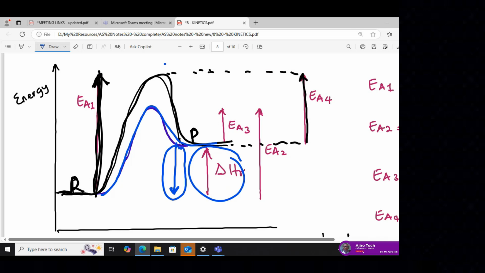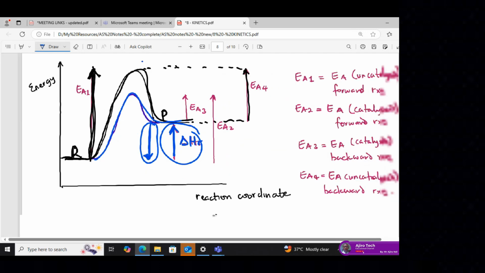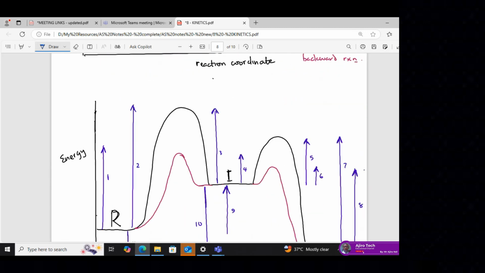This is the enthalpy change for the forward reaction. It's going up, so that is endothermic. For the backward, same value, but this time exothermic, going down, so it is negative. If A to B, enthalpy change is plus 50, B to A should be minus 50. Do you agree? Yes. Good. That's what I told you today. Now look at this again.